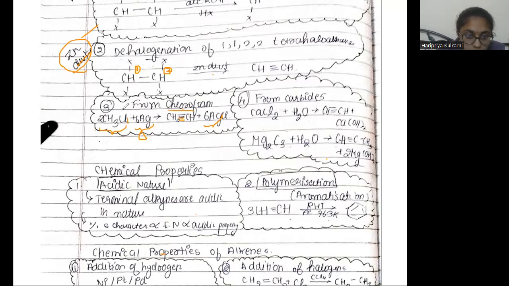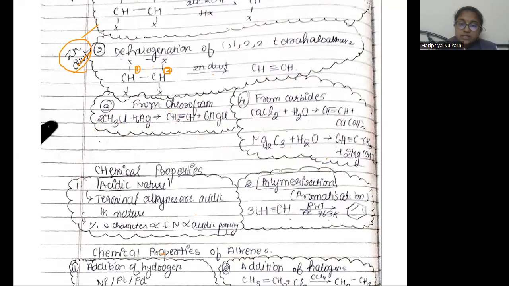So this is chloroform. Silver is just displacing the chlorine. You can remember it as a simple displacement reaction, if it is better understood like that.